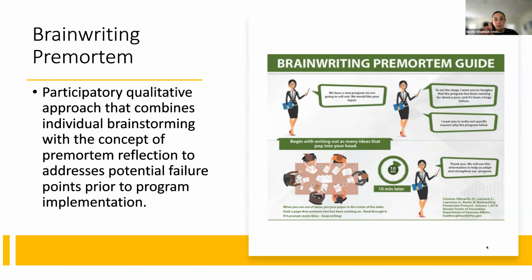The figure that I have here is the generic guide that Heather Gilmartin and colleagues developed. You can see here, the questions are pretty simple. It asks people to think about a particular program that's going to roll out, so you can insert the name of your program. To set the stage, imagine that the program has been running for about a year and it's been a huge failure. I want you to write out specific reasons why that program failed. People write out their own individual reasons for failure, and then the facilitator brings everyone back together and says, okay, great, we're going to use this to adapt and strengthen the program.